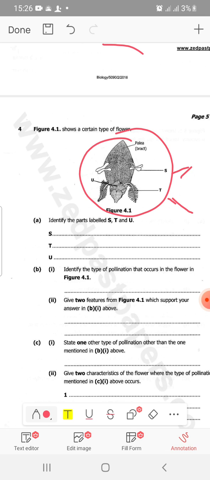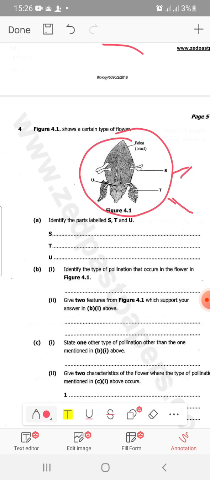Now B1, identify the types of pollination that occurs in the flower in figure 4.1. What type of pollination takes place in figure 4.1? So the type of pollination which occurs here is windy pollination. There are basically two types of pollination, windy pollination and animal pollination. So in this case, this is windy pollination.